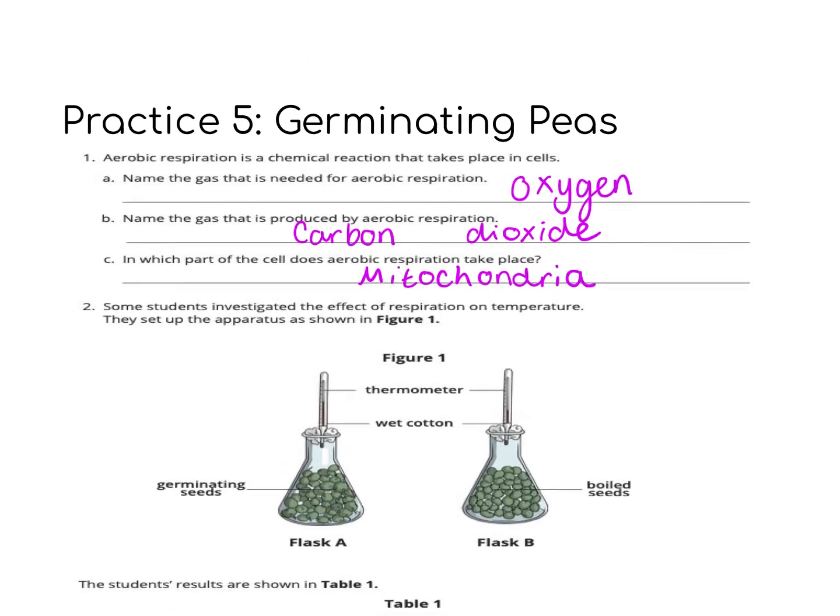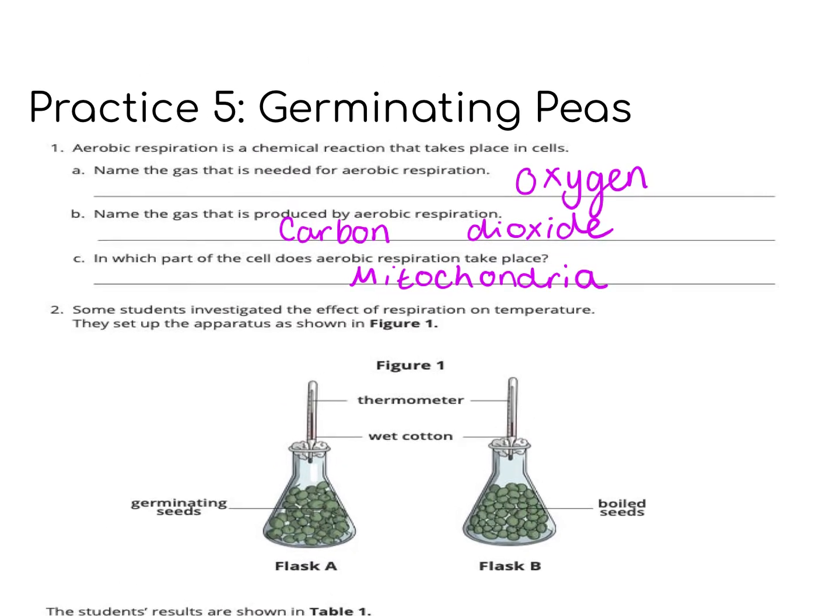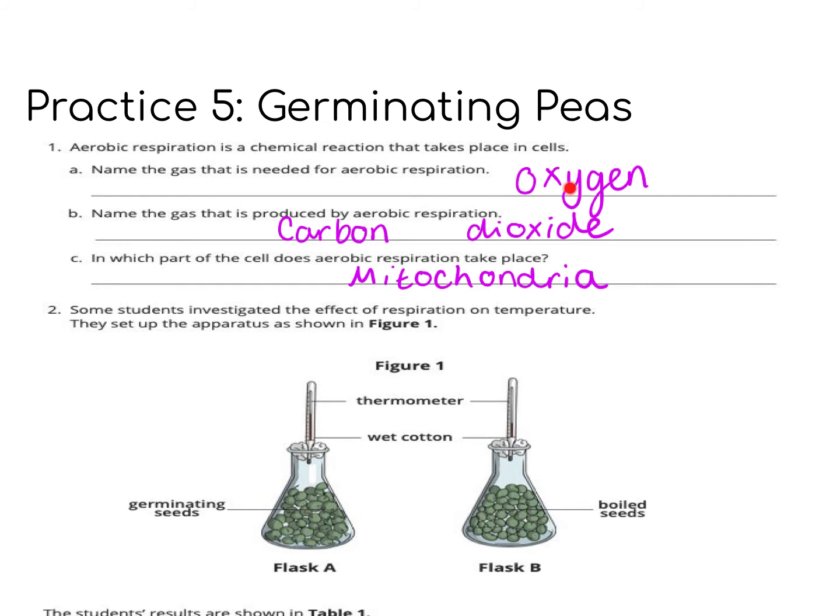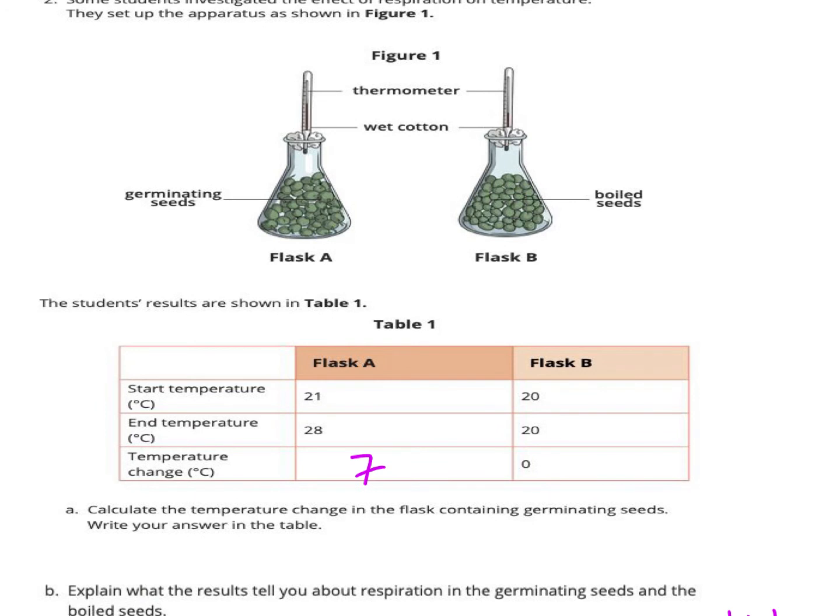Last question then. Name the gas needed for aerobic respiration. That would be oxygen. Name the gas produced in aerobic respiration. That would be carbon dioxide. In which part of the cell does aerobic respiration take place? That would be the mitochondria. Table then. Nice easy question there.